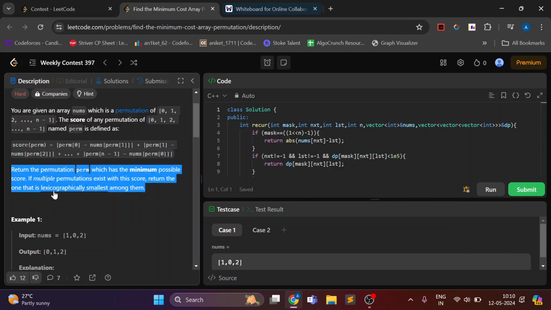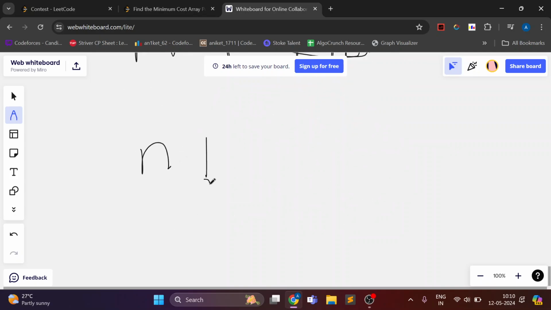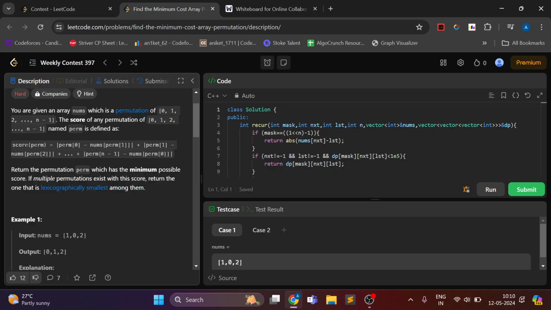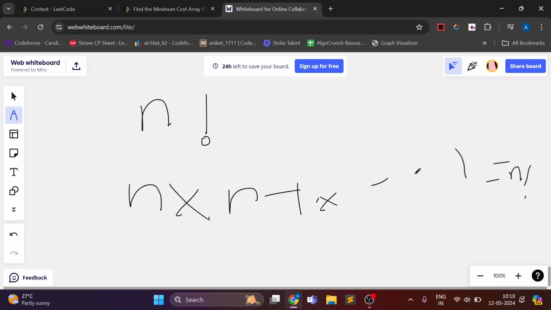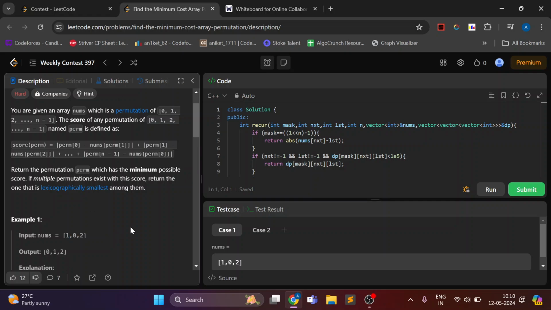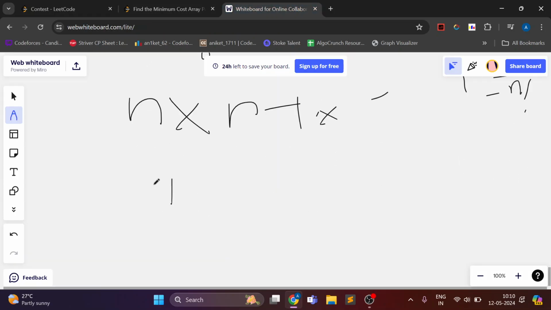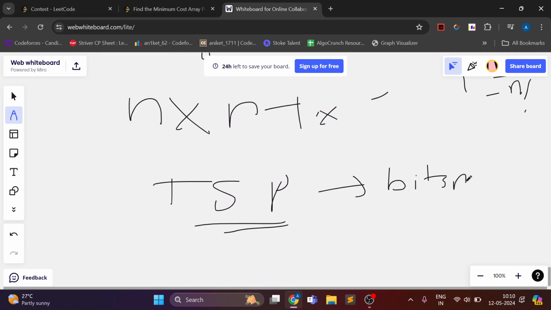Now how can you do that? The brute force solution will be n factorial by fixing one element. For the first I have n options, for the second n minus 1 options, up to the last, so this comes out to be n factorial. Now if you have solved the traveling salesman problem, this is a standard DP problem which can be solved with DP on bit masking.